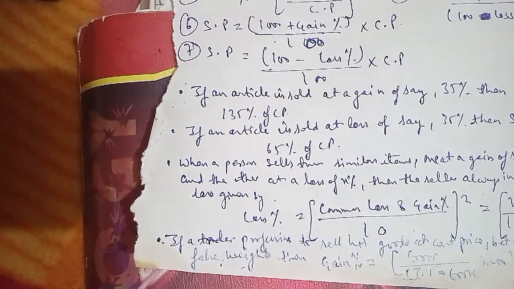So here we go ahead with the first question of profit and loss that we have to discuss. A man buys an article for rupees 27.50 and sells it for rupees 28.60. Find his gain percent. That is what we have to find.